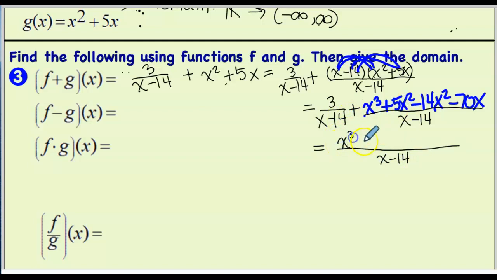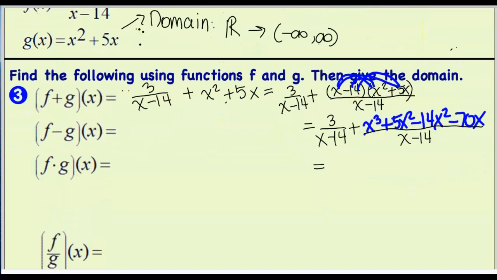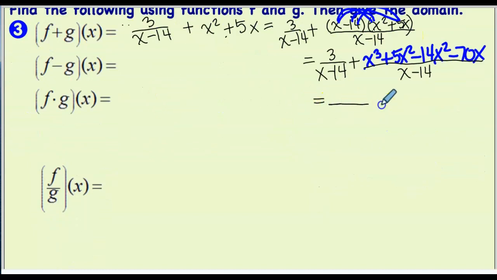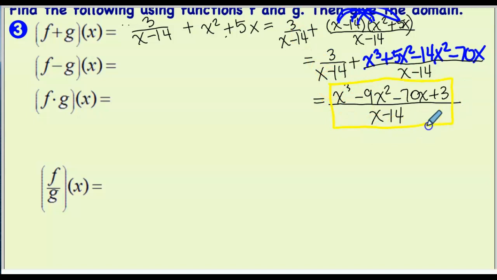Okay, x minus 14 on the bottom. You need an x cubed, you need a 5x squared, you need a negative 14. 5x squared minus 14x squared should be negative 9x squared. I think I'm going to get it this time. Yeah, x cubed, and then minus 9x squared, and then minus 70x, and then plus 3. That is, therefore, going to be our result when we add those two up.